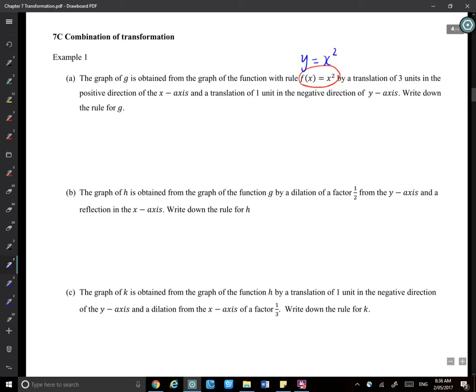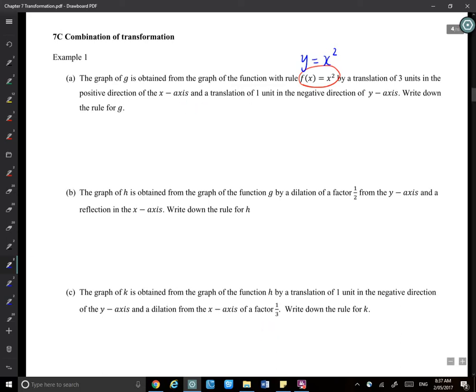Okay, so that's the old y and old x. By a translation of 3 units in the positive direction of the x-axis, what you can write immediately is x dash equals x plus 3. The old x goes right by 3 units, that will be the new x. So 3 units in the positive direction of the x-axis. And translate 1 unit in the negative direction of the y-axis.